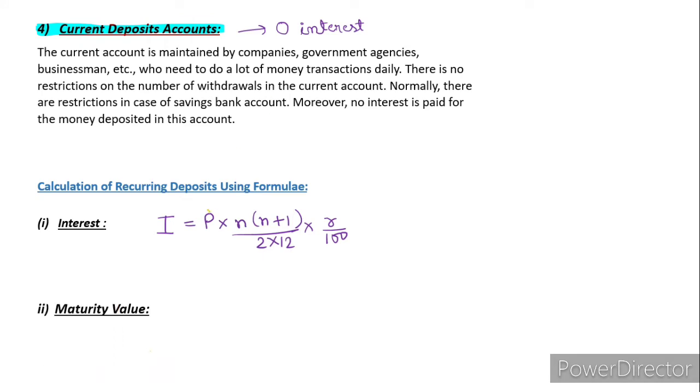P is the principal amount. P is the amount which you deposit every month. N stands for number of months. Suppose आप 1 साल के लिए मनी डिपॉजिट कर रहे हैं तो इन दैट केस N विल बी 12 मंथ्स. और फिर अगर 2 साल के लिए आप डिपॉजिट कर रहे हैं मनी, तो इन दैट केस N will be 24 months. That is 2 into 12, 24 months. N will be in months, not years. R is the rate of percent.